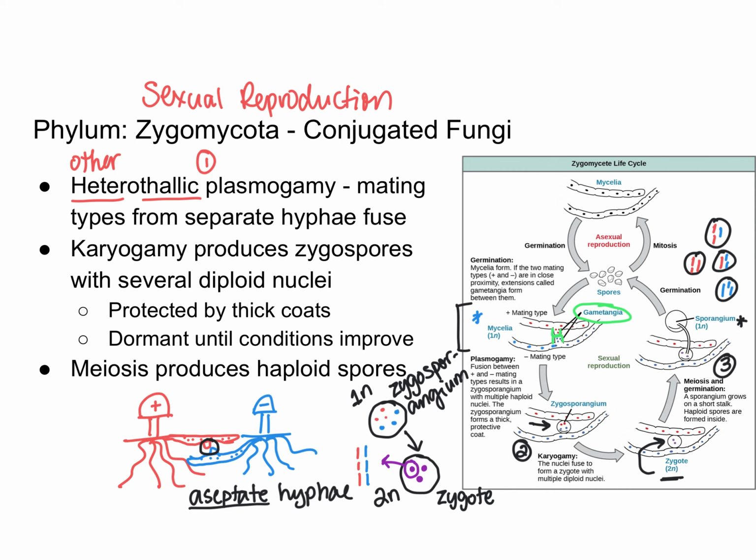I need to fix the wording here a little bit where it says karyogamy produces zygospores. In reality, karyogamy produces zygotes with several diploid nuclei. Those zygotes then go through meiosis to form the zygospores. And the zygospores have haploid nuclei.